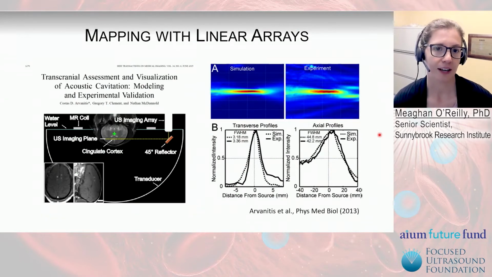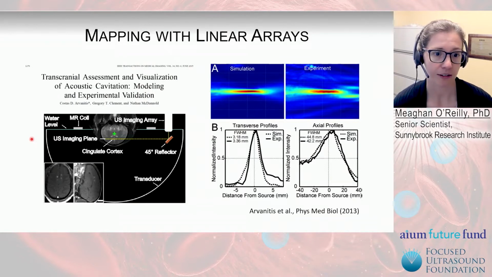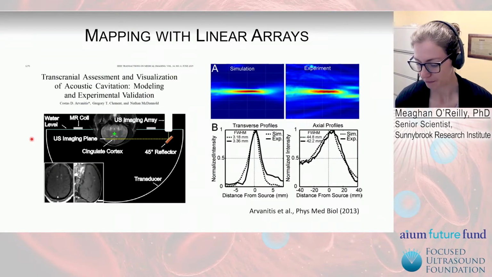When we move up in complexity, we can see work here with linear arrays from Costas Arvanitis when he was at Brigham and Women's Hospital. Here they've really nicely integrated a linear array with the Insightec helmet in order to enable passive mapping with the clinical device in non-human primates. Recently, we saw last week from Elisa Konofagou's team at Columbia that they're now actually using linear arrays in their clinical trials as well for doing passive mapping.